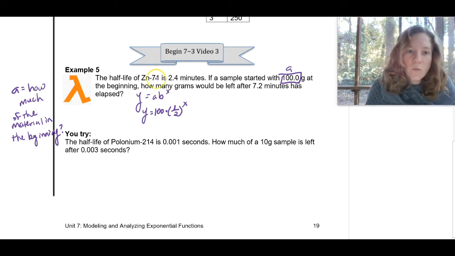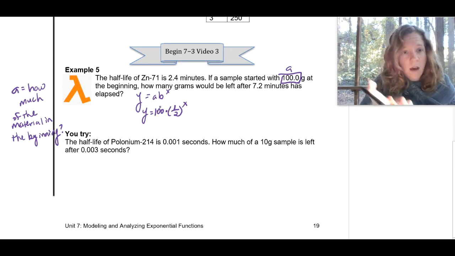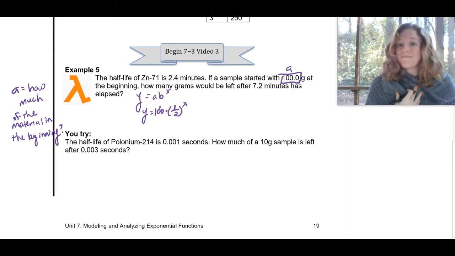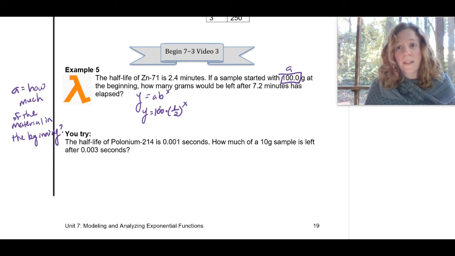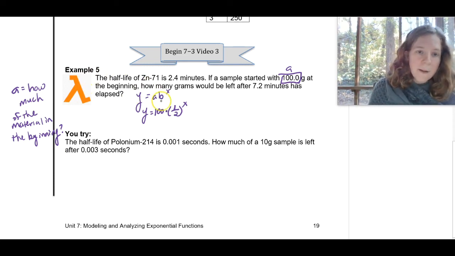Notice that that 71 is nowhere in this function right now. That is purely the name of this particular material. Talk to science about it. I don't know why they got to throw numbers in the names of their products.